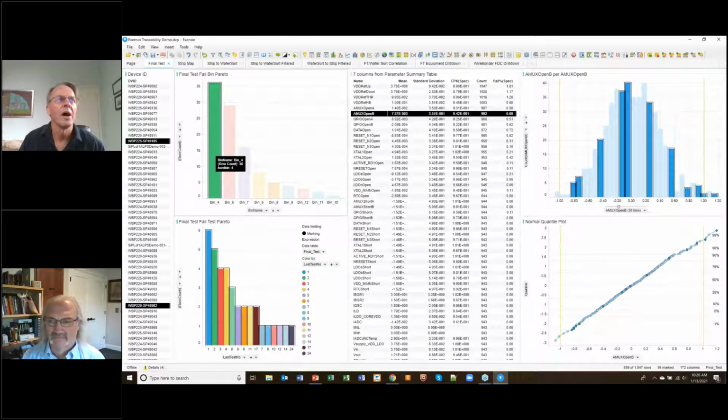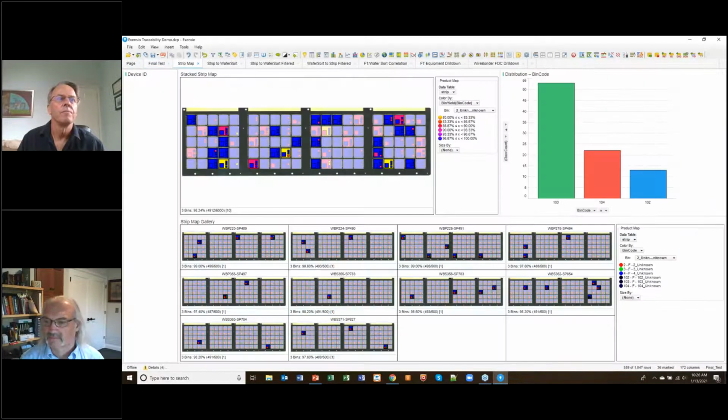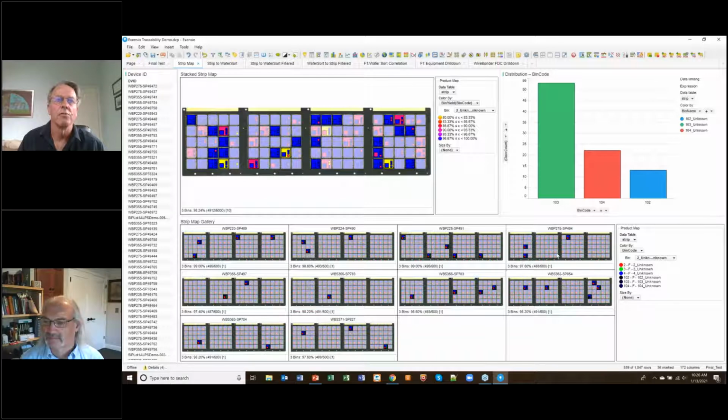So we're going to go back in time and go back into the assembly sites. Let's take a look at the strips where the packages were assembled. Here we see a gallery of all the strips which were used to assemble these particular packages which had the final test fail. We don't really see any spatial pattern here. Basically, they're evenly distributed more or less across the strip. The top left diagram is a stacked strip map, and any spatial pattern would show up there.